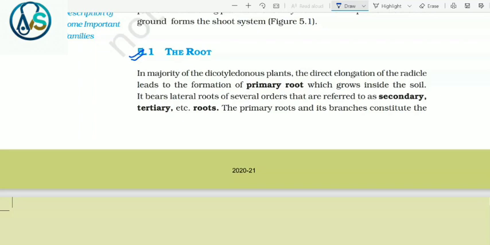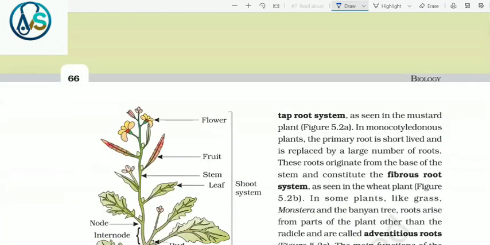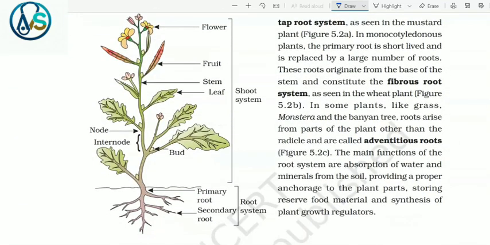It bears lateral roots of several orders that are referred to as secondary, tertiary, etc. roots. The primary root and its branches constitute the taproot system, as seen in the mustard plant. In monocotyledonous plants, the primary root is short-lived and is replaced by a large number of roots. These roots originate from the base of the stem and constitute the fibrous root system, as seen in the wheat plant. In some plants like grass, Monstera and the banyan tree, roots arise from parts of the plant other than the radicle and are called adventitious roots.